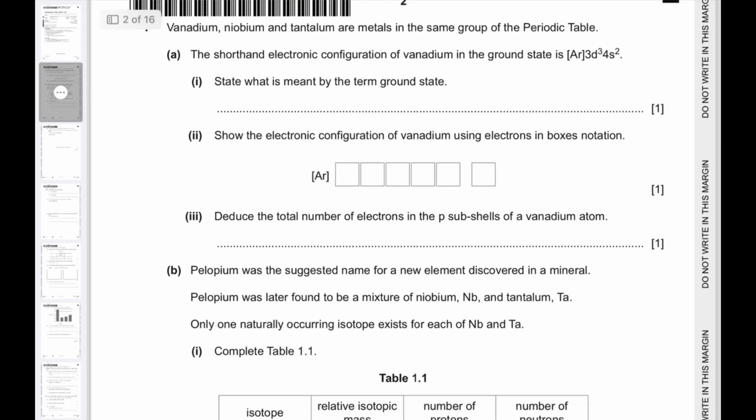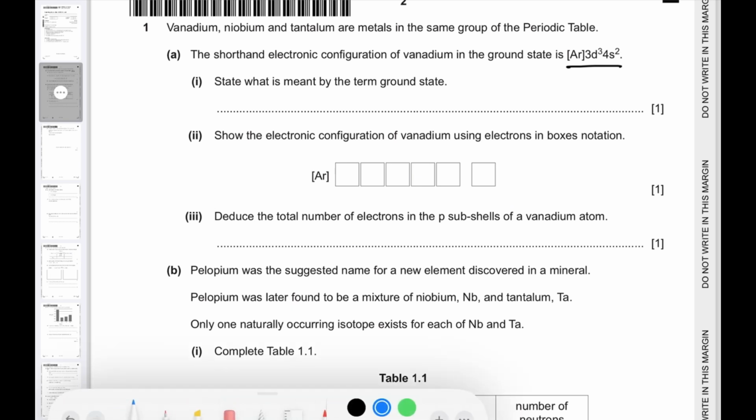Question 1. Vanadium, niobium and tantalum are metals in the same group of the periodic table. The shorthand electronic configuration of vanadium in the ground state is that of argon followed by 3d3 and 4s2. State what's meant by the term ground state. Ground state is the lowest energy state when referring to electrons. It's how you usually find electrons in an atom.